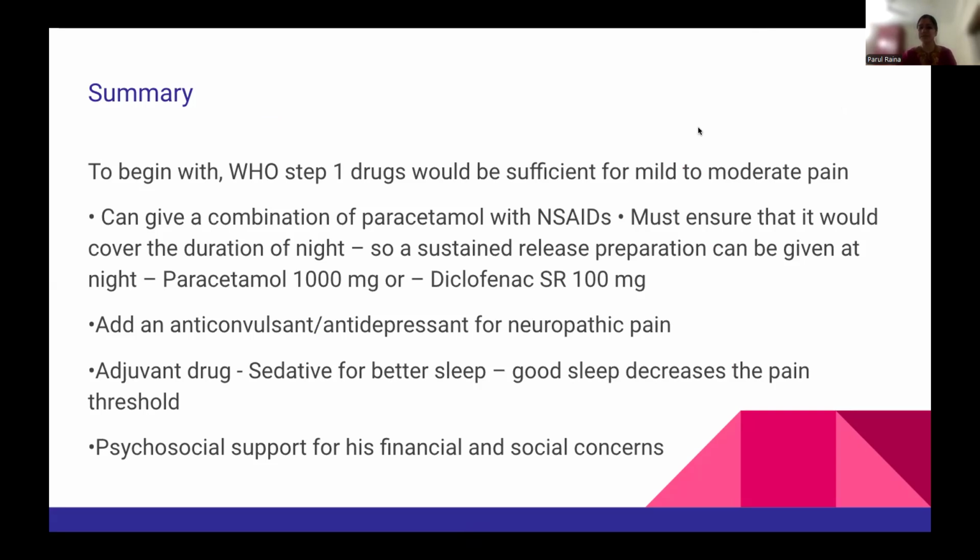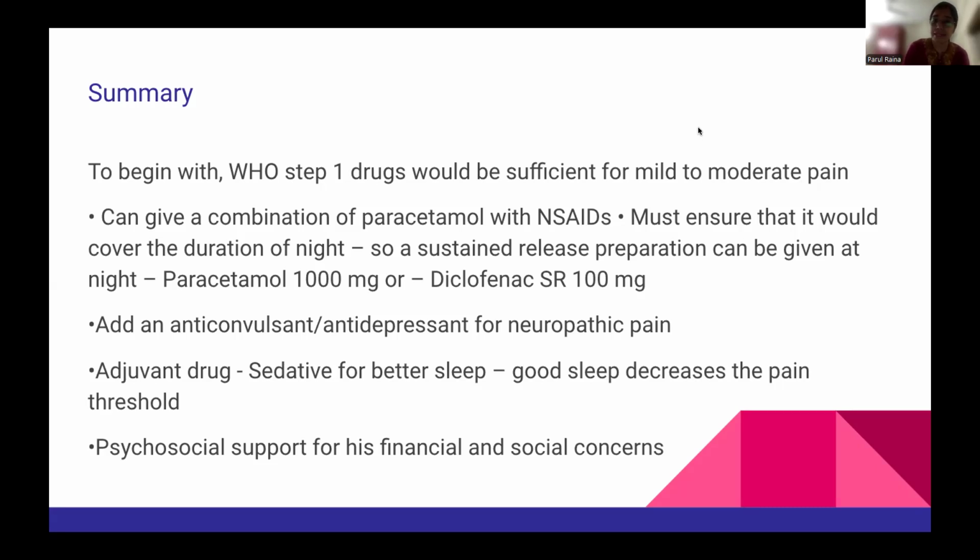To begin with, we can see that WHO step one drugs will be sufficient for mild to moderate pain. It can be given as a combination like paracetamol with NSAIDs. We have to ensure that we give a dose that covers the duration of the night, as according to WHO it has to be given round the clock. So a sustained release preparation can be given at night, like paracetamol 1000 mg or diclofenac SR.